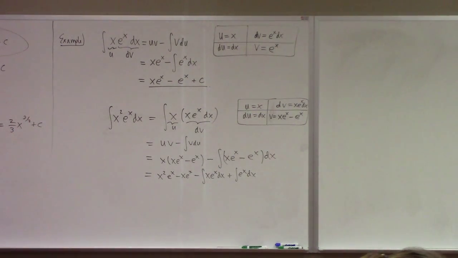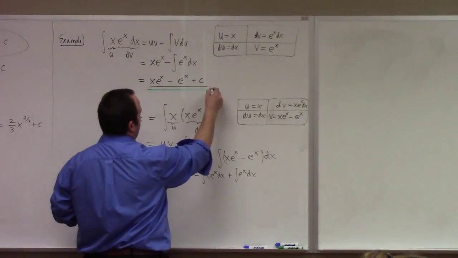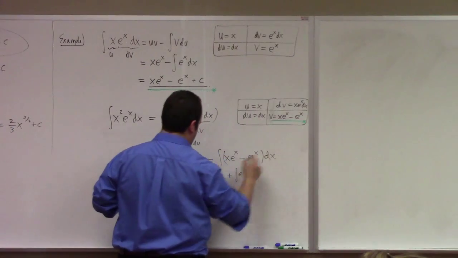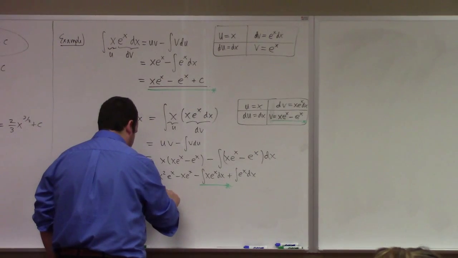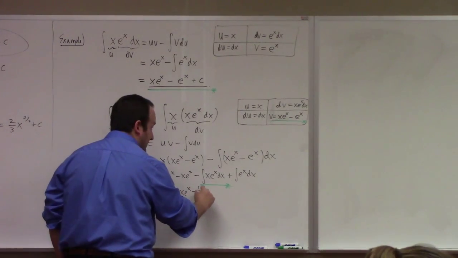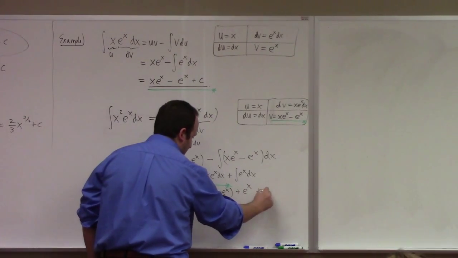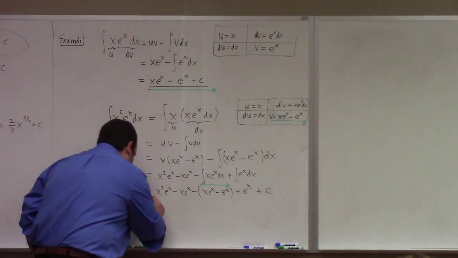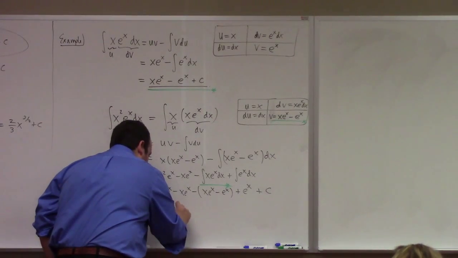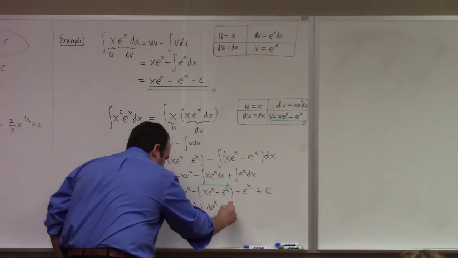But again, we know what the integral of x e to the x is from the previous one, right here. So we get x squared e to the x minus x e to the x minus parentheses x e to the x minus e to the x close parentheses plus e to the x, e to the x plus a constant. So many e to the x's. Okay, so anyway, after the dust settles, you get x squared e to the x minus 2x e to the x plus 2 e to the x plus a constant.